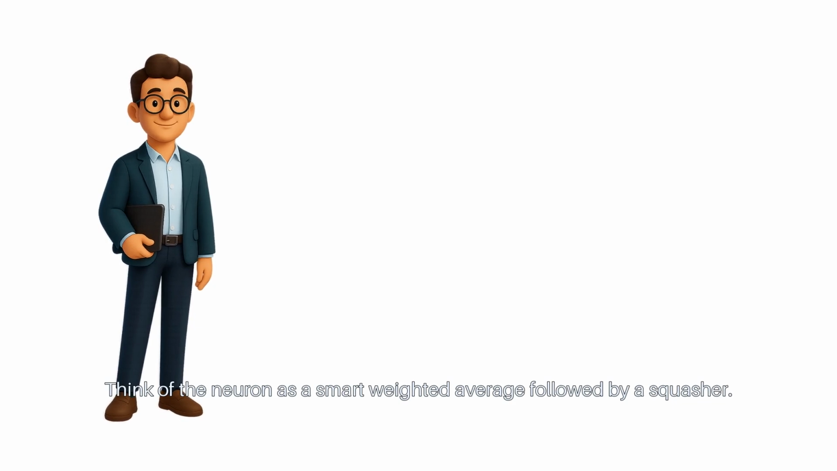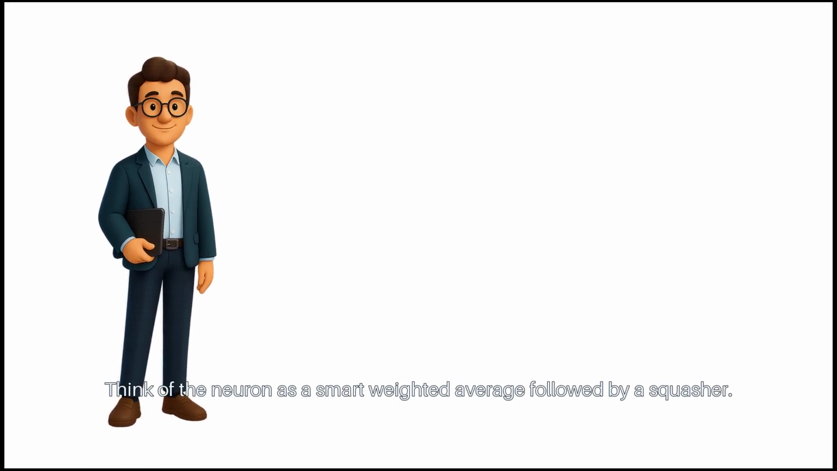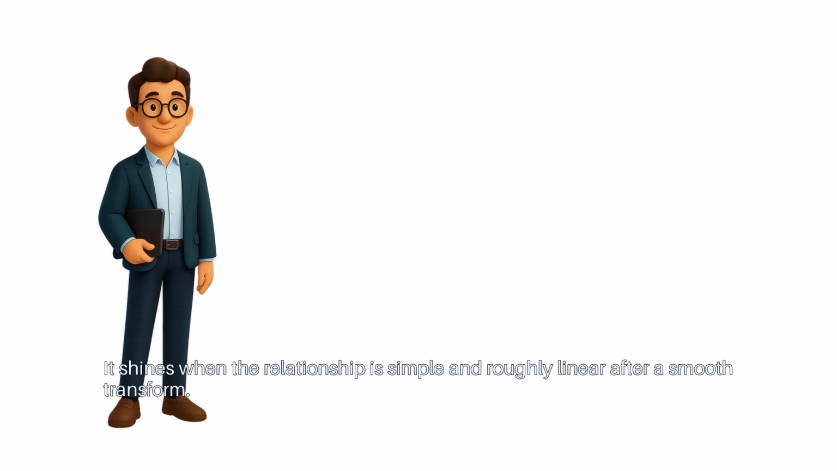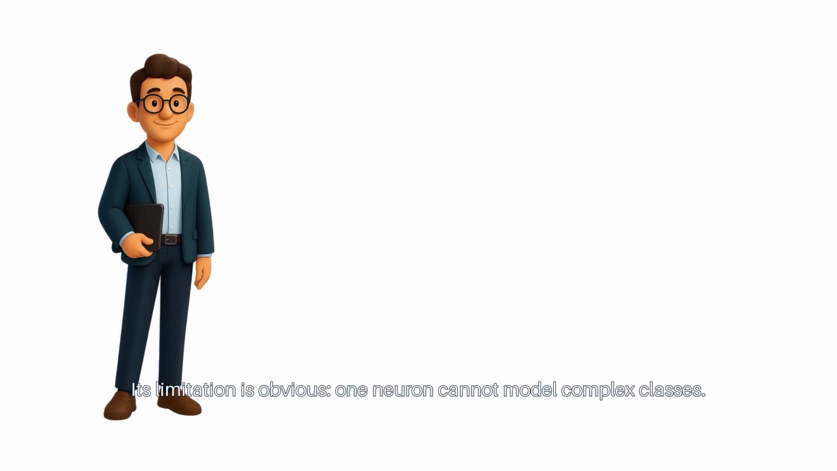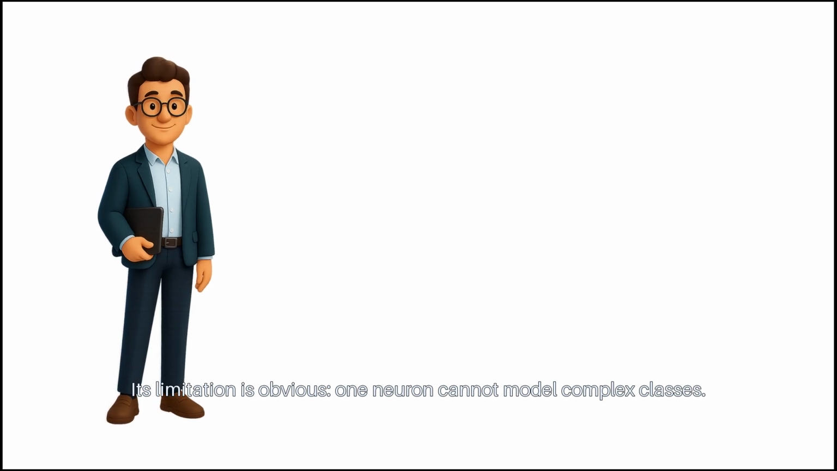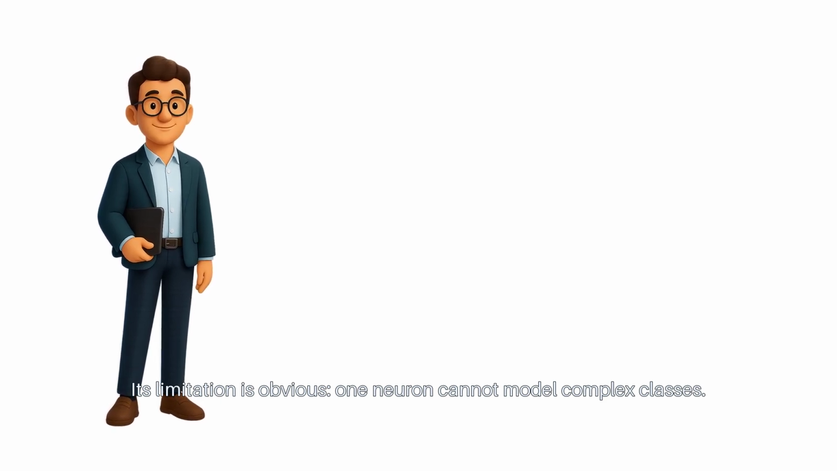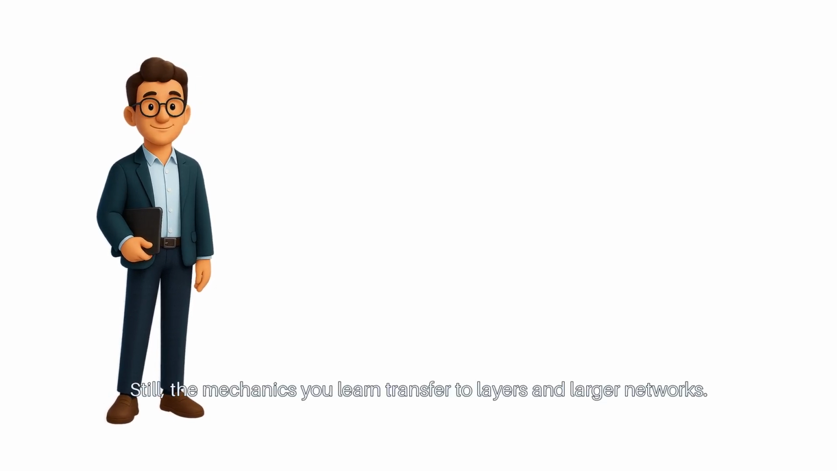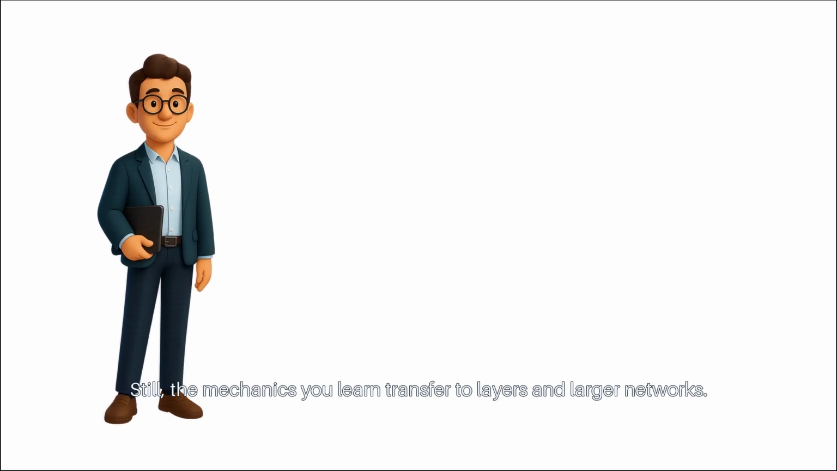Think of the neuron as a smart weighted average followed by a squasher. It shines when the relationship is simple and roughly linear after a smooth transform. Its limitation is obvious. One neuron cannot model complex classes. Still, the mechanics you learn transfer to layers and larger networks.